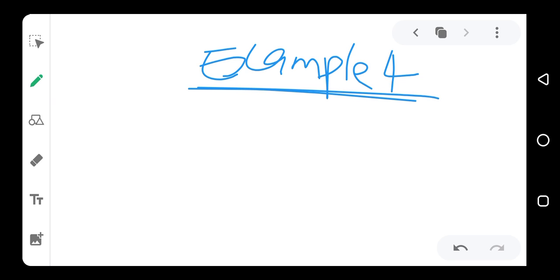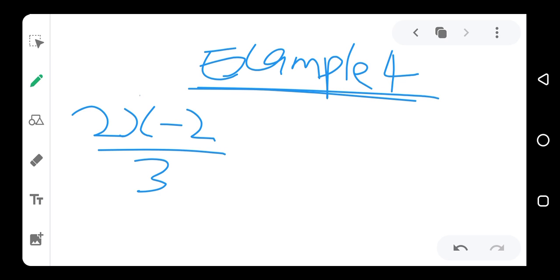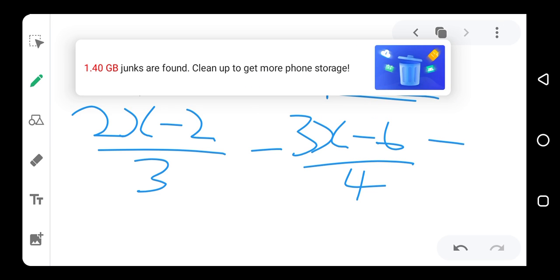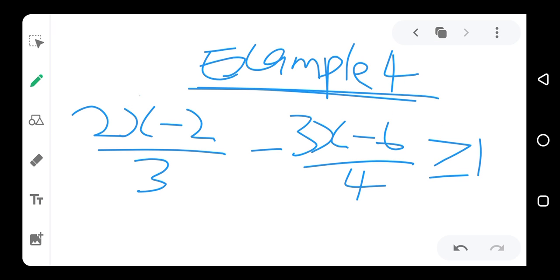Example 4. Now let's solve this one. 2x minus 2 over 3 minus 3x minus 6 over 4 is greater than or equal to 1. Now let's solve this and see what it will give us.